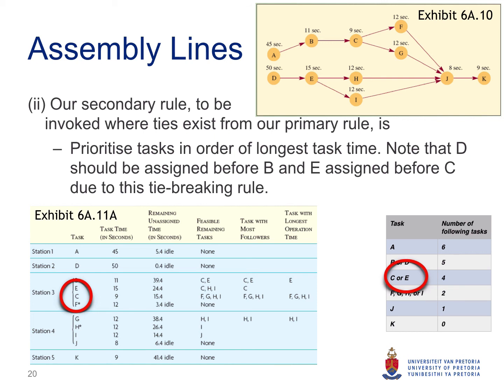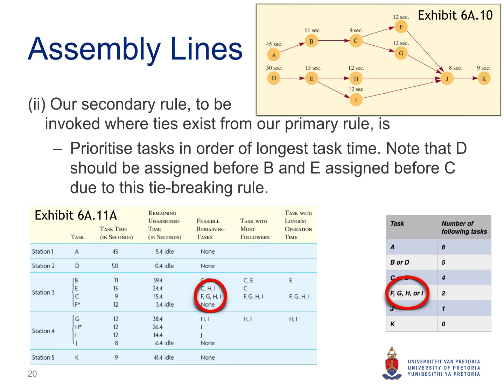This must be chosen from tasks F, G, H or I according to our primary rule. All 4 of these have 12 seconds of work content, and we choose the first one, which is F. This leads to workstation 3 having 3.4 seconds idle time, and so forth for the workstation 4 and 5. Workstation 5 is the consequence of too much remaining idle time for the first 4 workstations remaining.